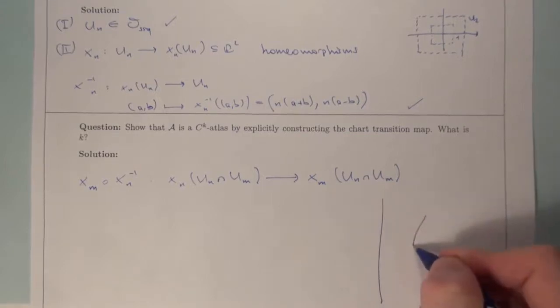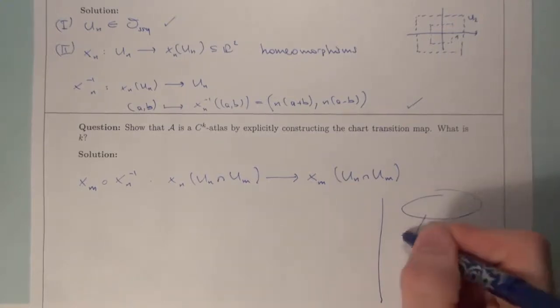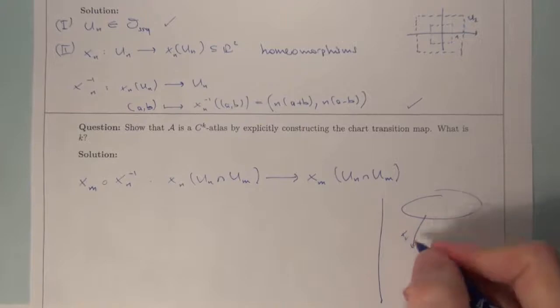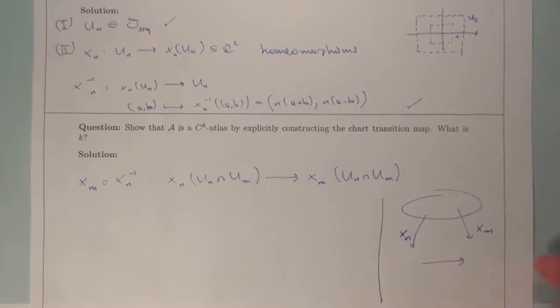And here's the picture. Here's the manifold. We have the chart map x_n and the chart map x_m. And this is the chart transition map. Here's R^2 and there's R^2 as well.